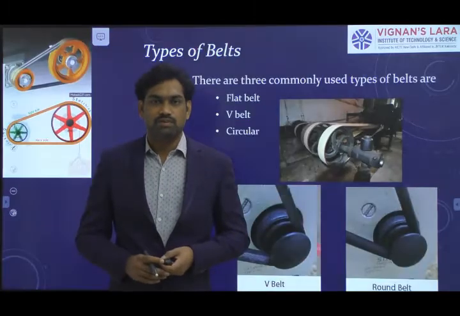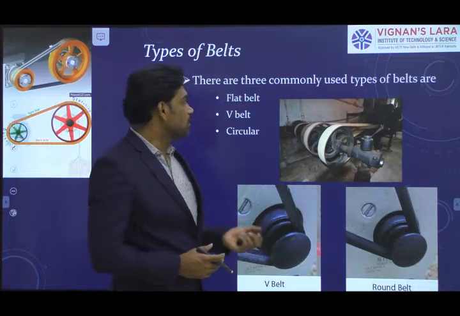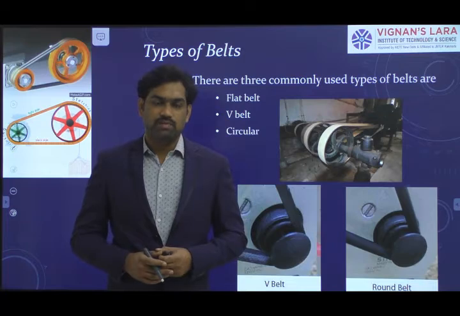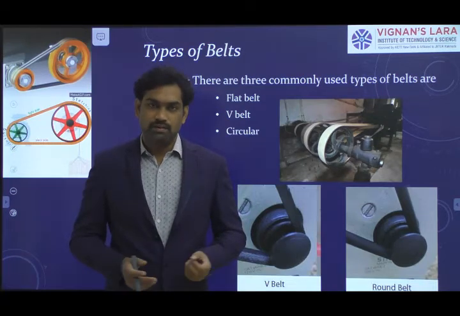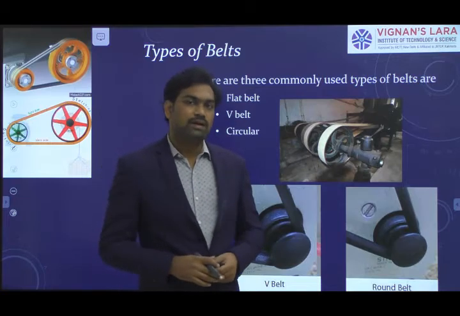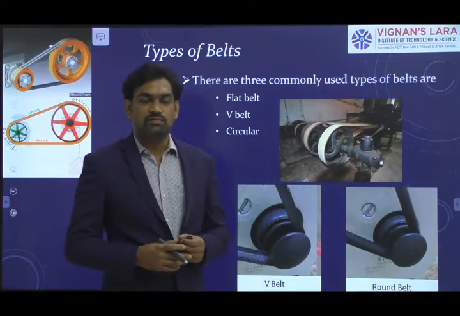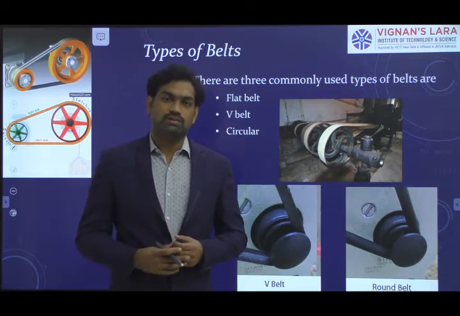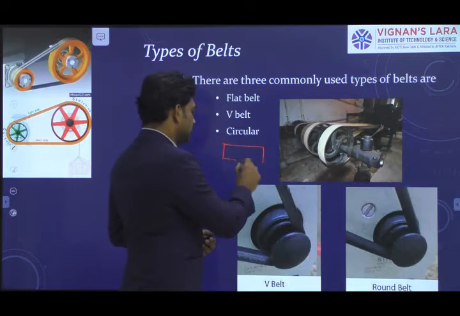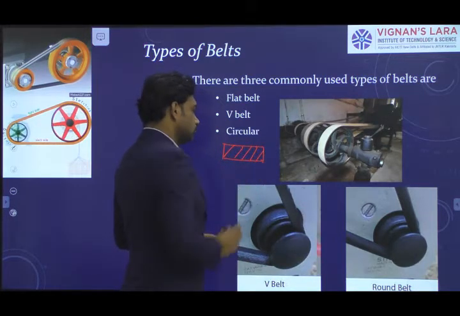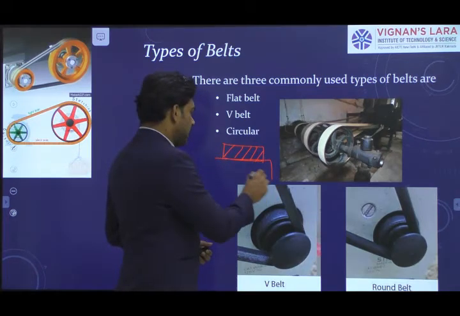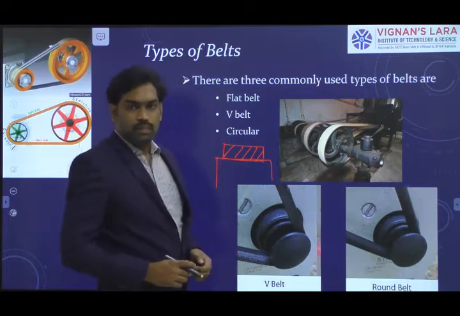Coming to the types of belts, the commonly used belts are of three different types. One is the flat belt, another is the V belt, and another is the circular belt. The flat belt is named by the cross section of the belt. If you observe, the cross section of the flat belt is rectangular in shape. So we call it a flat belt. This requires flat-faced pulleys.